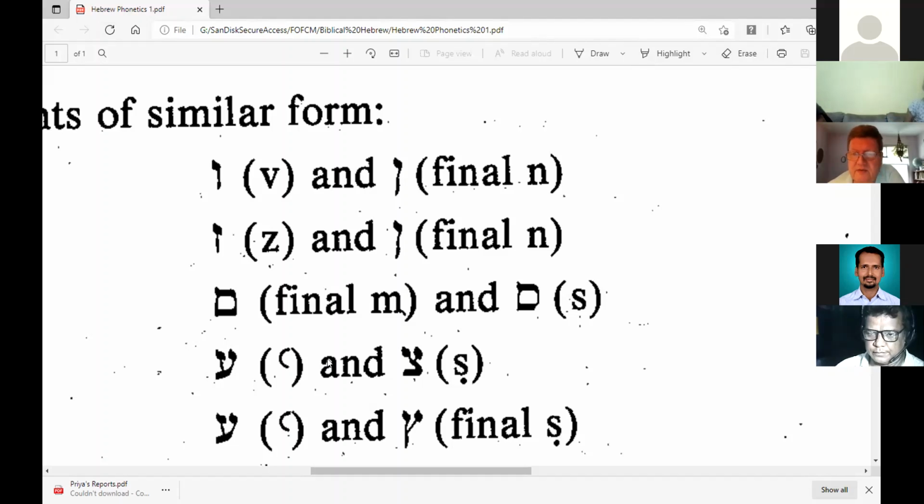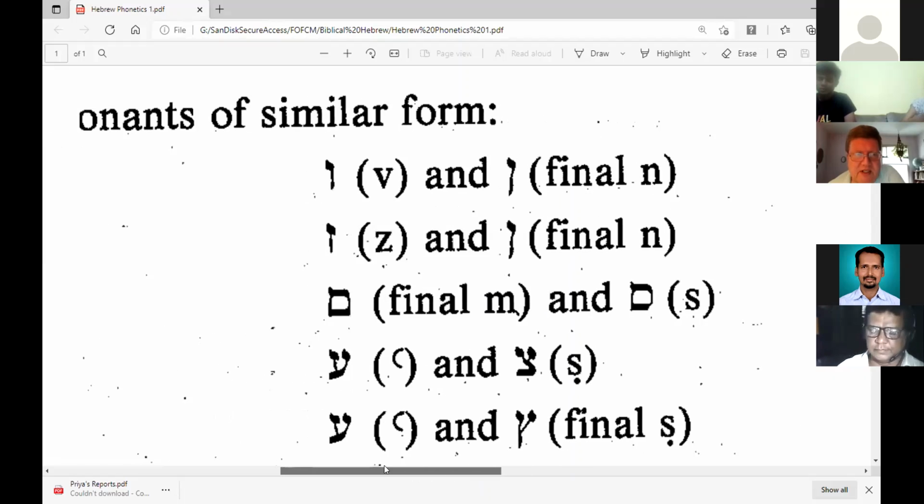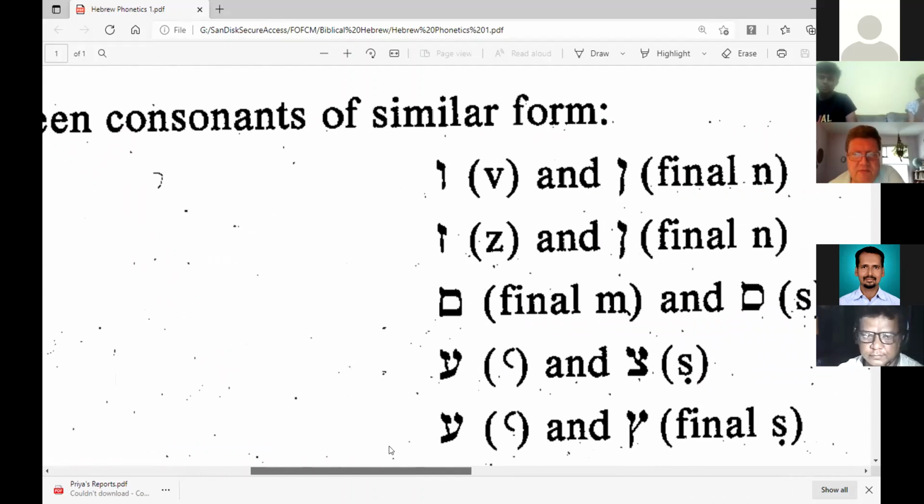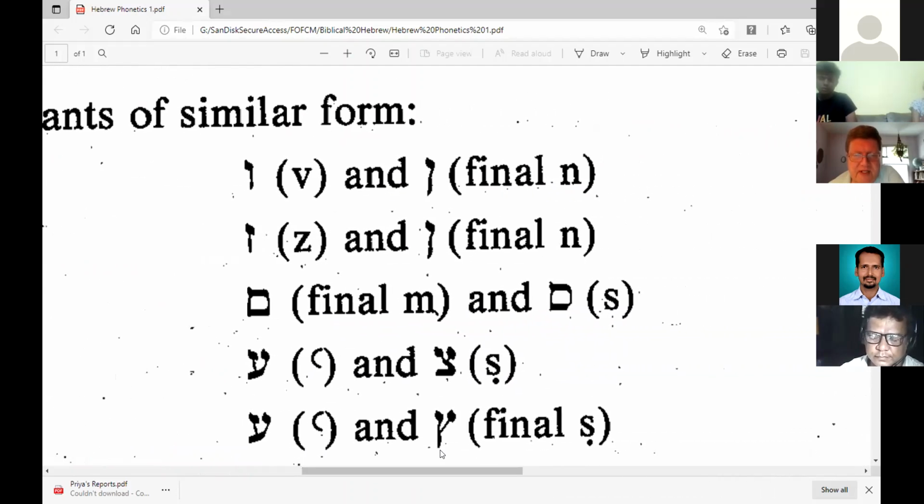Okay, we started already. So we're just going over the differences now with some of the Hebrew letters. We went through the Hebrew alphabet and Greek alphabets, and now we're looking at what they call distinguishing carefully between consonants of similar form. We just discussed the difference between final mem and samekh.